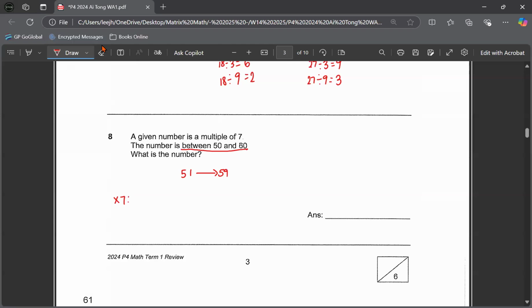But if you don't know, you list out your multiples of 7. So 7, 14, 21, 28, 35, then 42, 49, 56, 63, and 70. So I want to know this number must be between 50 and 60. So this number will be none other than 56, because the rest cannot, because it's not between the number range that I want. So your answer is 56.